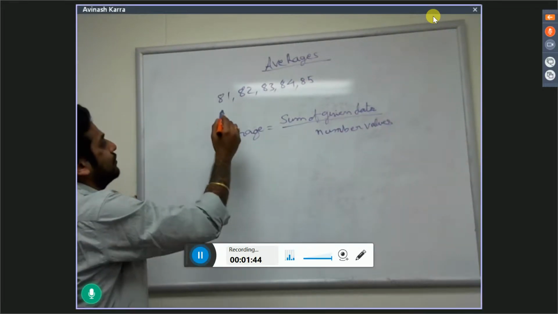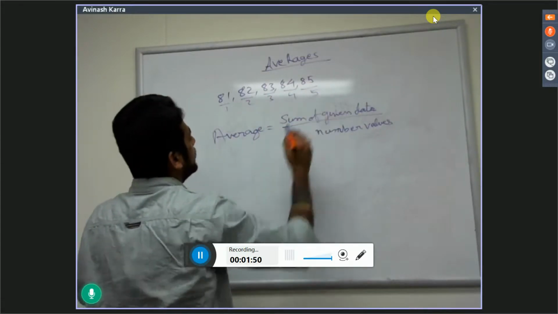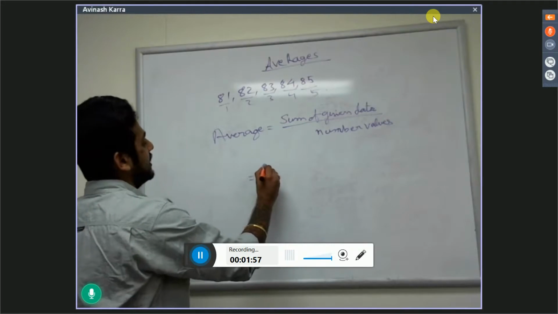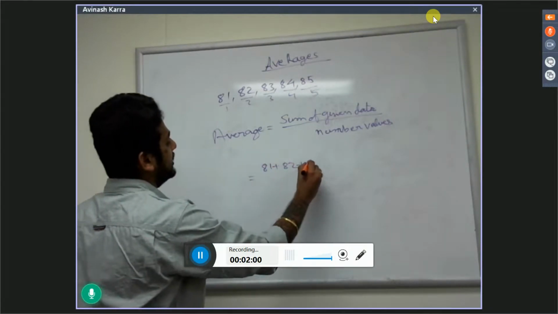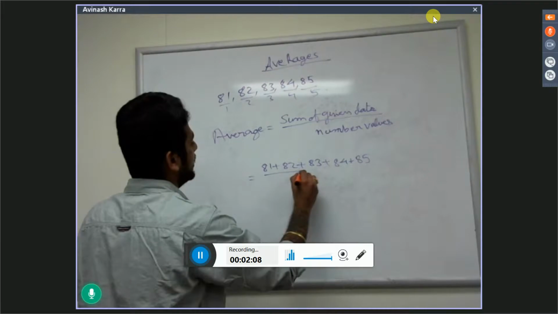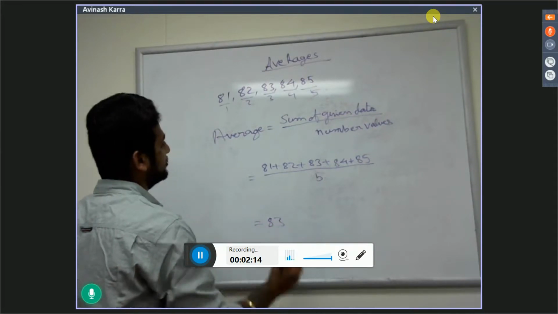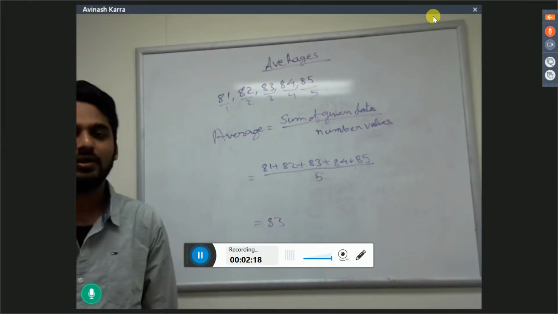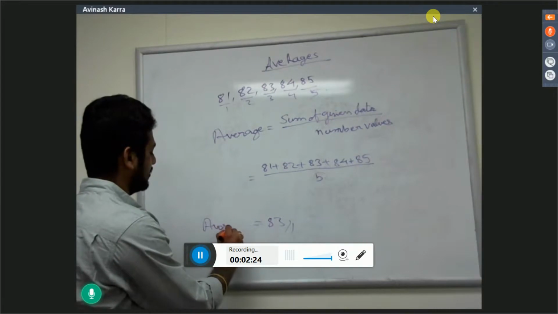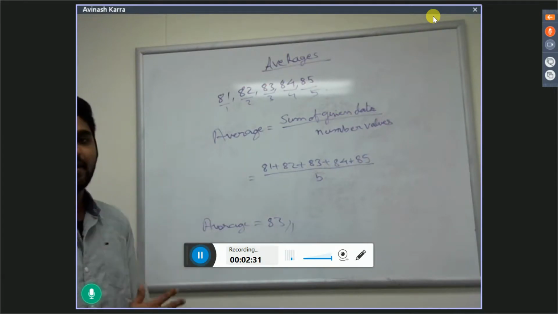Here, how many values do we have? 1, 2, 3, 4, 5. So when we substitute these values in the formula, we get 81 plus 82 plus 83 plus 84 plus 85 divided by 5. I think you'll be getting average of 83. Just remember this. This is the basic concept of average.